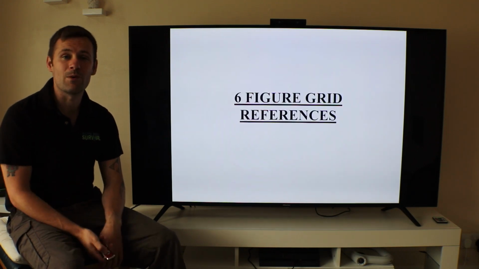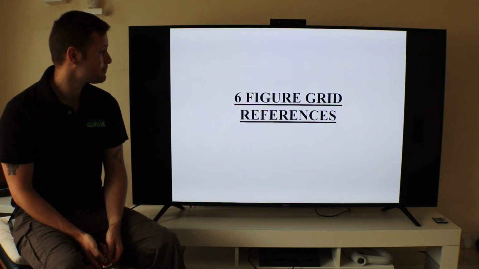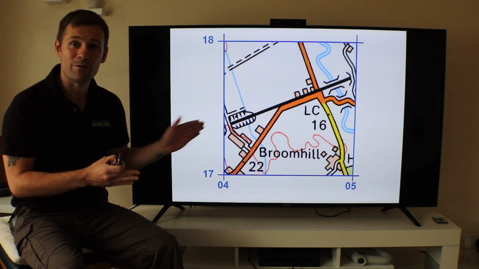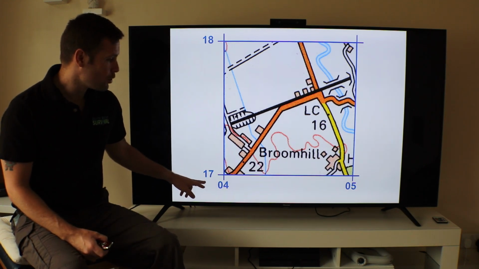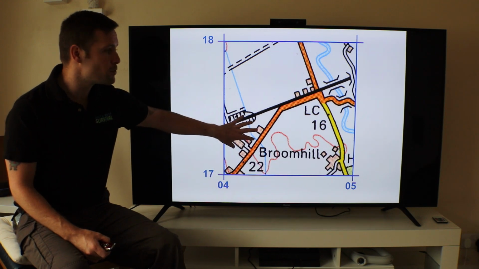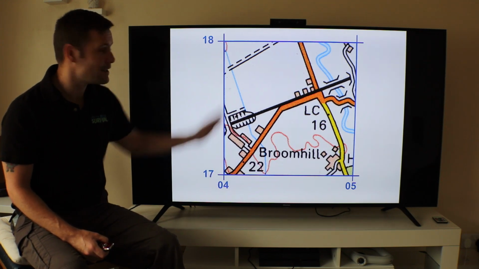What we're going to move on to now is 6-figure grid references. All we're doing with the 4-figure grid, along the corridor 0417, is breaking this down into another tens.